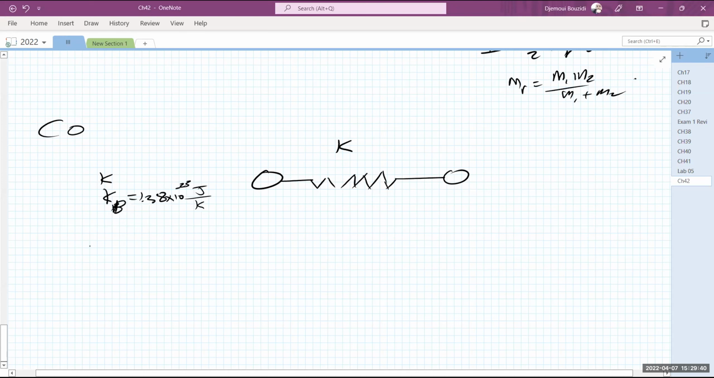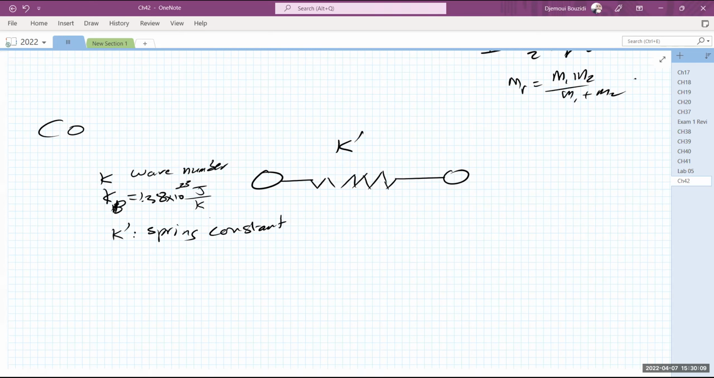And so this is the wave number. And then we have this K now, the spring constant. The book just puts a prime on it. So we could follow the convention of the book, and here this is the spring constant, so that we're not confused which K we're talking about. Okay, that's all. So this is the spring constant basically.